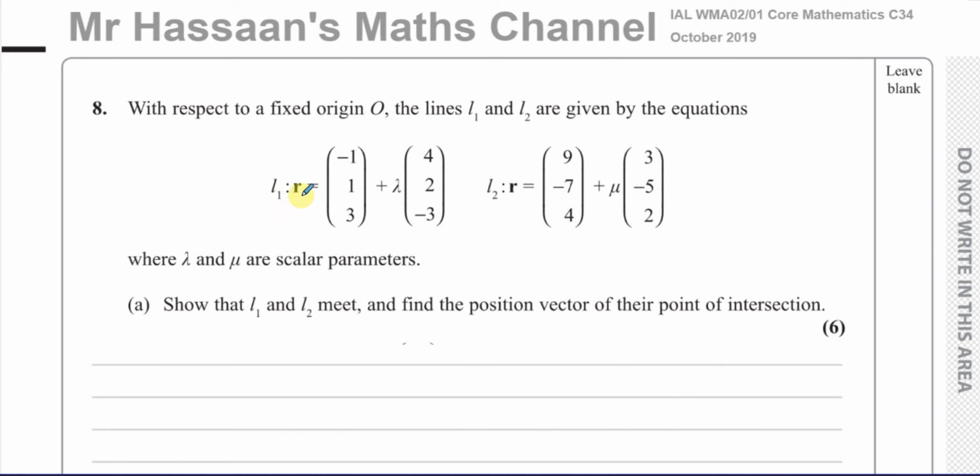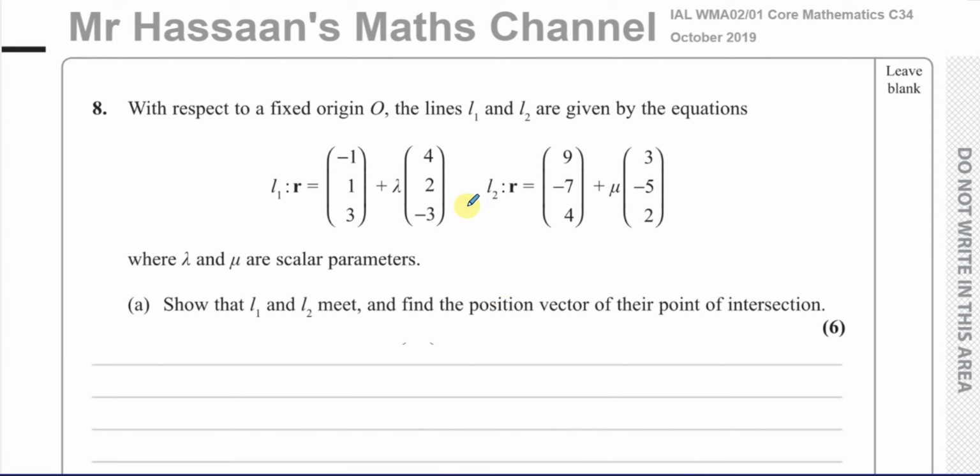So L1, its equation is r equals (-1, 1, 3) plus lambda (4, 2, -3), and L2, r equals (9, -7, 4) plus mu (3, -5, 2). Show that these two lines meet and find the position vector of their point of intersection.